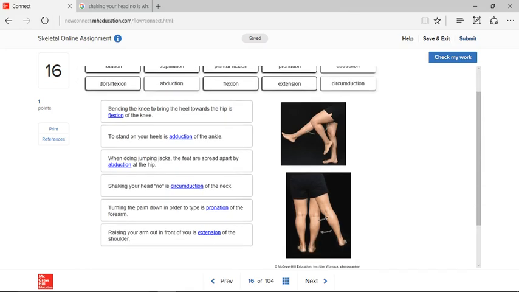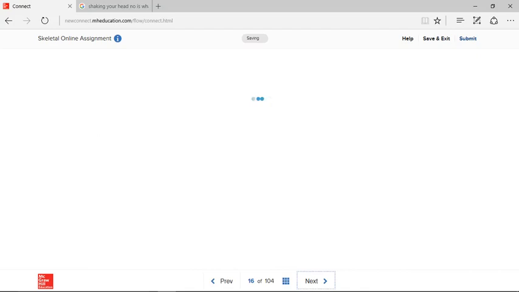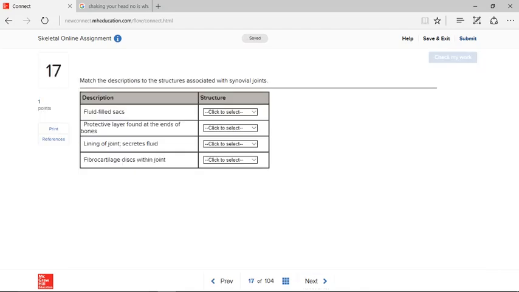Let's supin. Turn your palm down. Good. So, fluid-filled sacs. Fluid-filled sacs are what? Synovial. Or your bursa. Now, fluid-filled sacs are what?